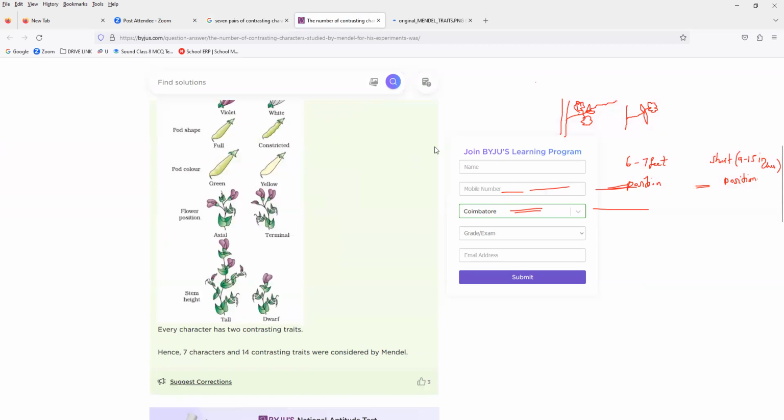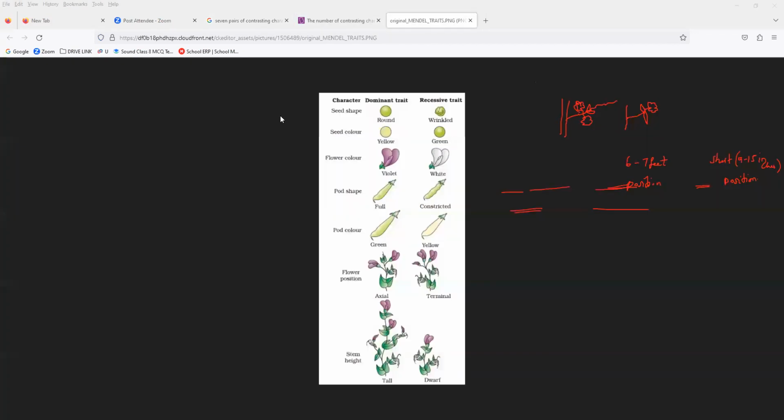Now I will write the characteristics also. Remember, this is the most important one. As I said, he chose distinguishing characteristics. Can you tell me the possible genotype of a dominant one? Dominant is either capital FF or capital F, small f. Recessive? Both small. That is what you have to remember.